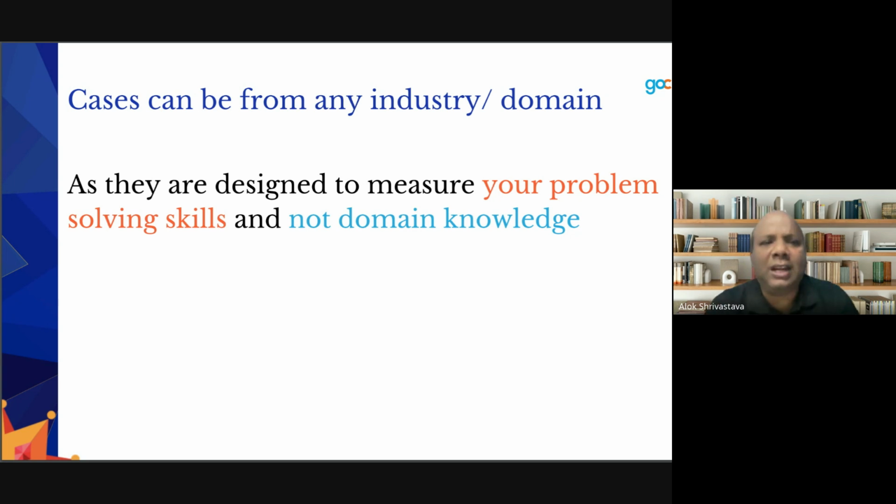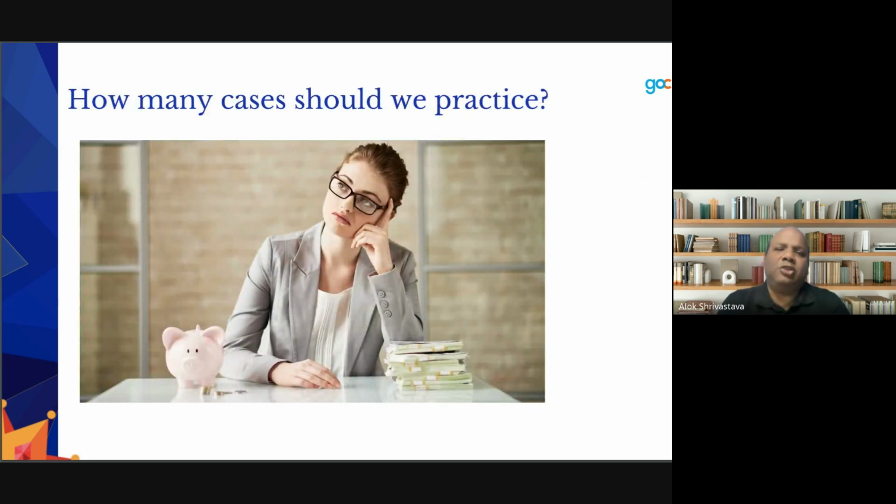How many cases should we practice? When I was doing my MBA from IIM Bangalore, I would have done more than 40, 50 case interviews. I paired with one of my friends, and we used to do it like this: he would read a case and interview me as the case interviewer, and then the second time I would interview him, and that's how we practiced 20 to 40 cases. So you should practice as many cases as possible, right?